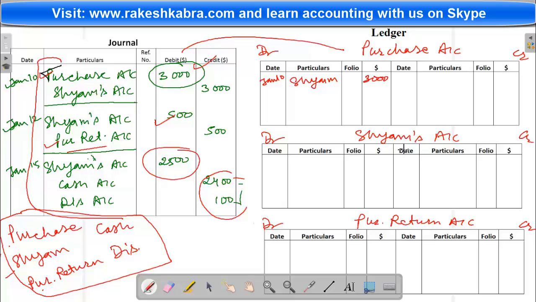Credited. So in the Shyam account, on the credit side, because it is credited, first write down the amount, $3,000. Then put the date also, January 10. Now write down the name of the opposite account. So tell me, which is the opposite account to Shyam? Purchase account. Very excellent answer. So I will write the name of the purchase account.